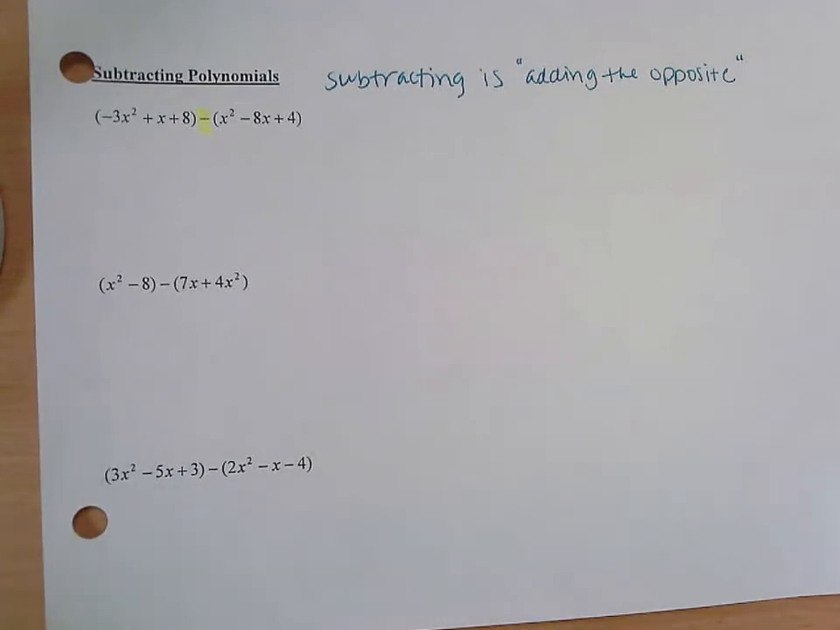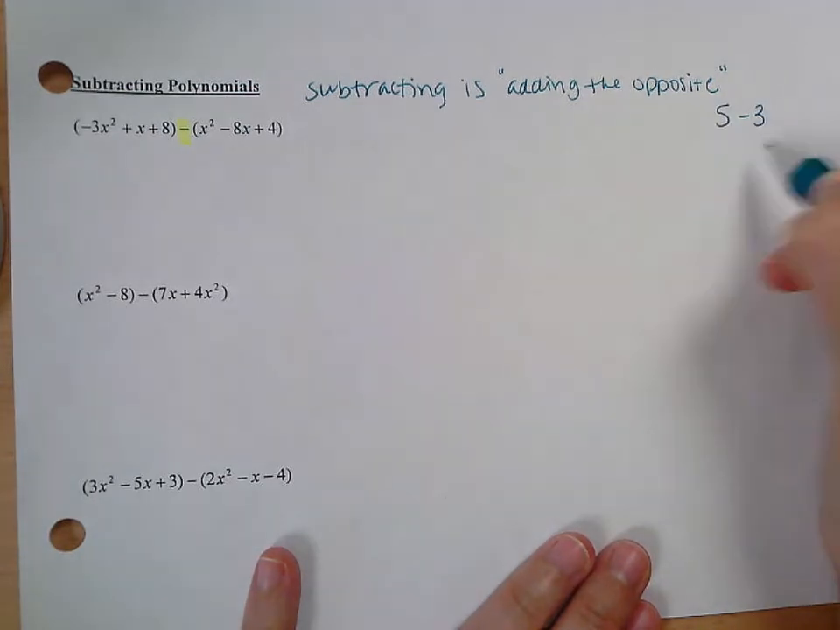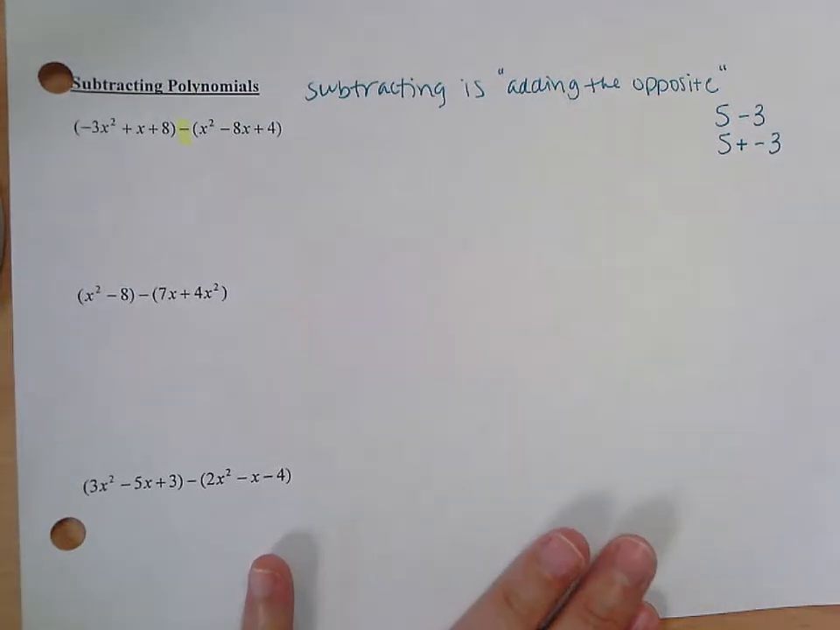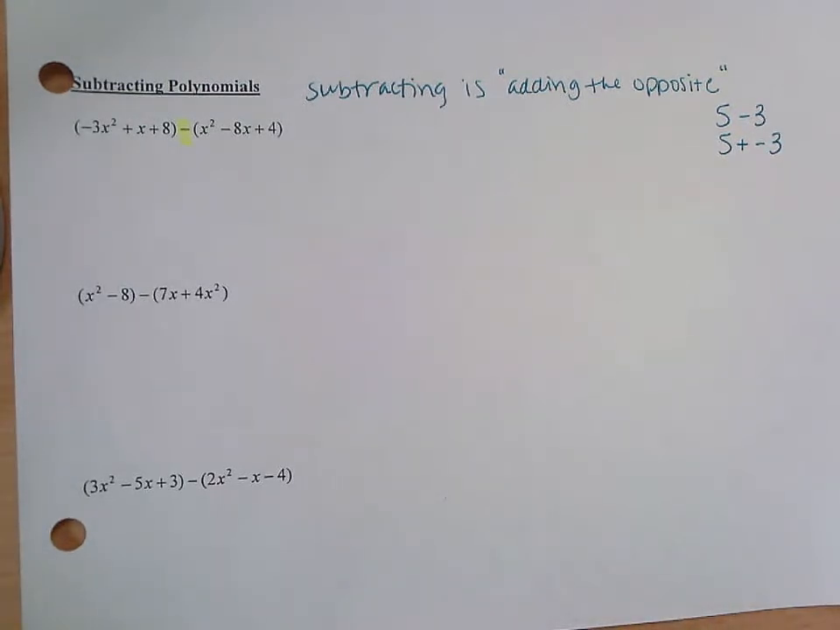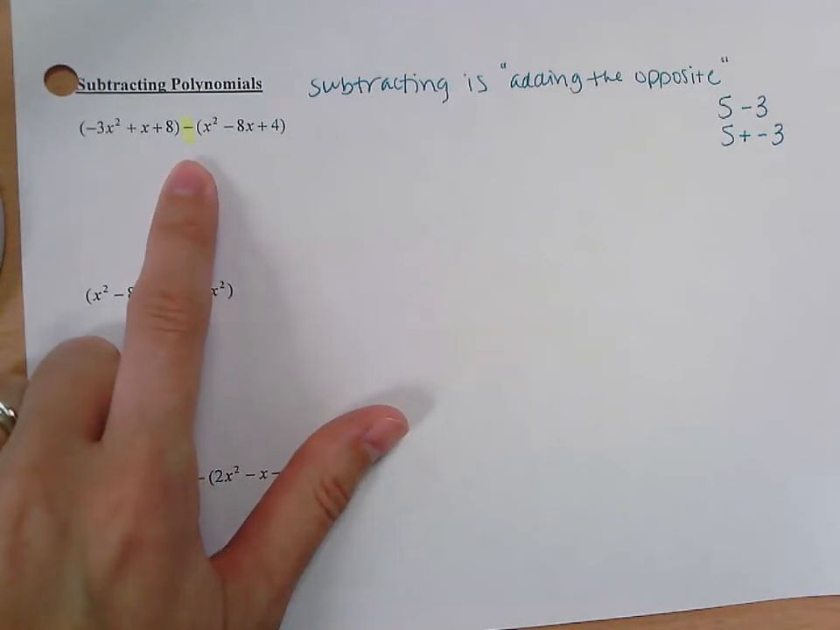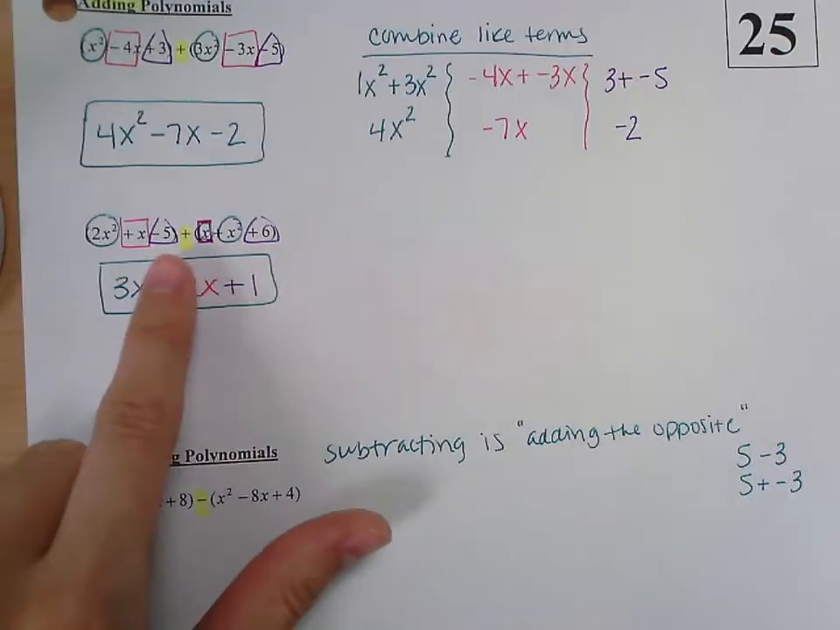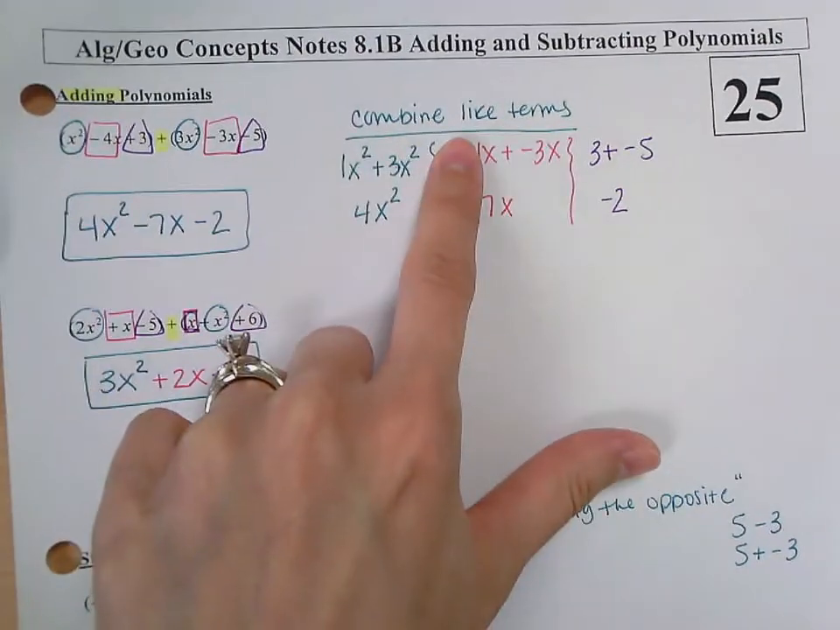So if you see, for example, 5 minus 3, that's really 5 plus negative 3. It's 5 plus the opposite of 3. So 5 plus negative 3 and 5 minus 3, they're the same thing. They're both 2. So we can actually rewrite this. If you see subtraction, my recommendation is to rewrite it so that you see addition, so you can combine like terms.